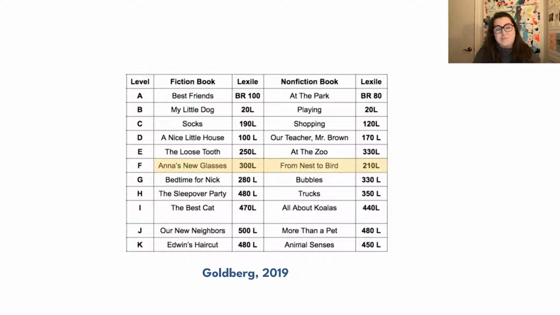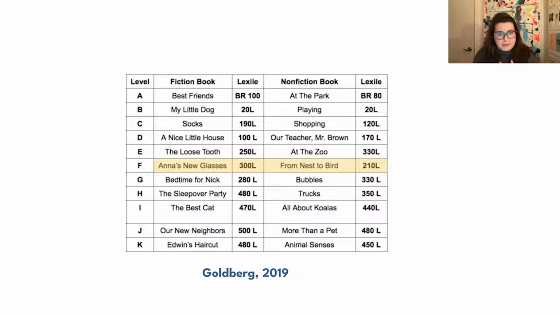First of all, there's a pretty significant amount of variability between different books that are said to be the same level. So if we look at that level F, we've got Anna's New Glasses, which has a Lexile level of 300. And then From Nest to Bird, which is considerably less challenging with a Lexile level of 210. And obviously, no leveling system is truly perfect.